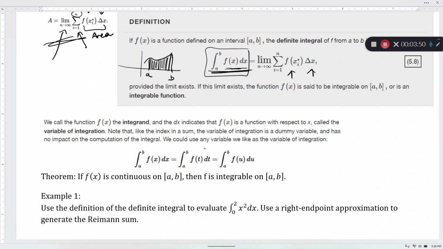All right, what's inside this integral? The integrand is the function. The dx, which we were using delta x for at the back end, is telling us what the integral is with respect to. It's our indicator of the variable of integration. And it doesn't have to be an x. It could be a t, it could be a u. It's just a placeholder.